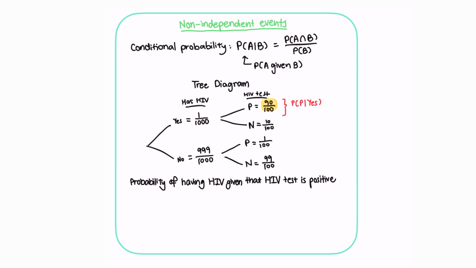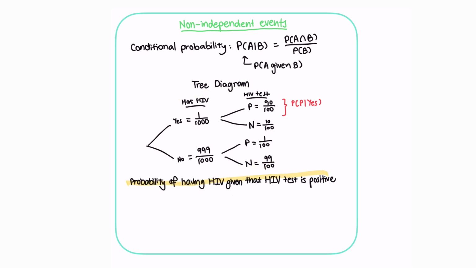Now this 90 over 100 over here represents the probability of a person testing positive given that yes, the person has HIV. And that's why I write in this notation over here. Similarly, for no, this means that the probability of a person testing positive given that he does not have HIV is 1 over 100. And over here, the probability of a person testing negative for HIV given that he does not have HIV is 99 over 100. This over here is what we call a tree diagram, which can very easily help us represent probabilities when we have more than one event.